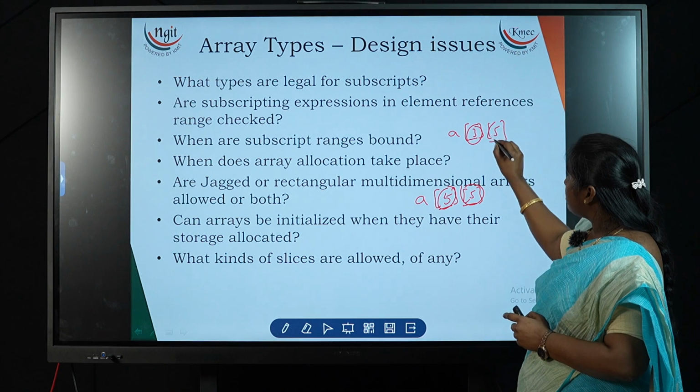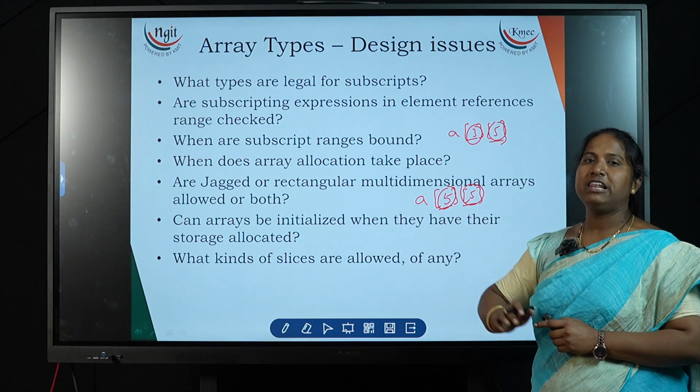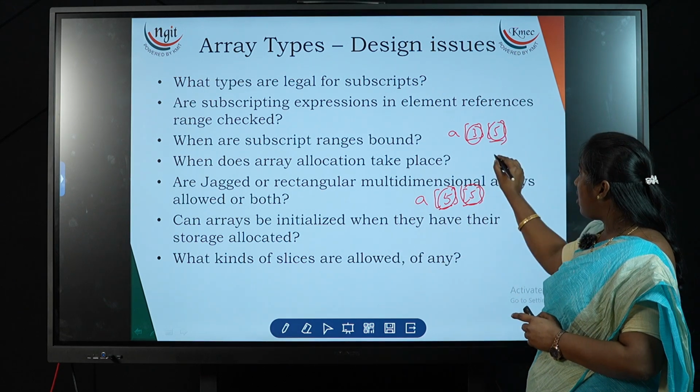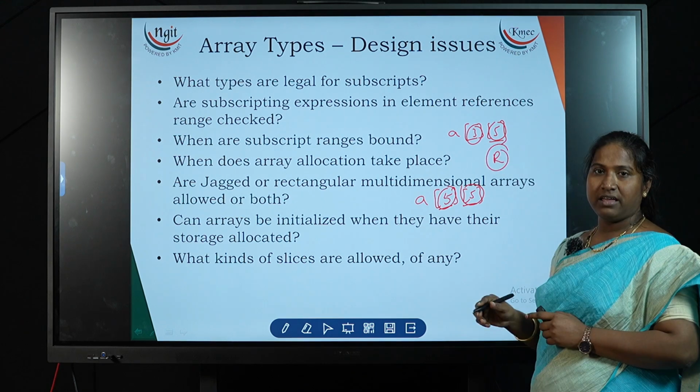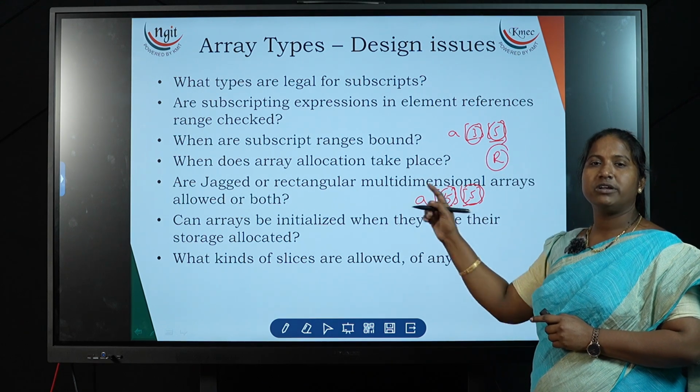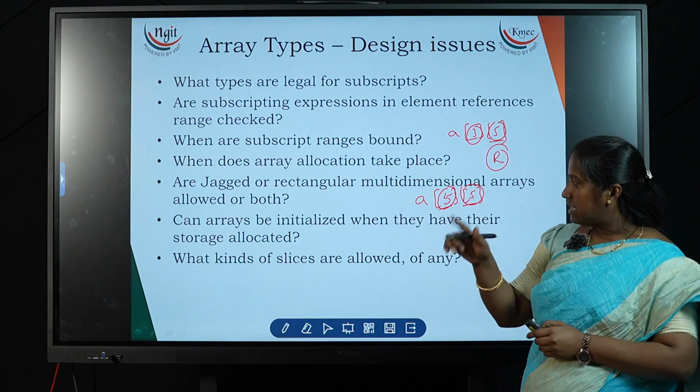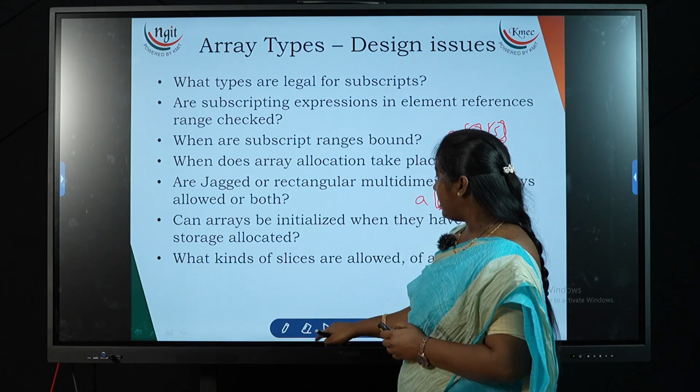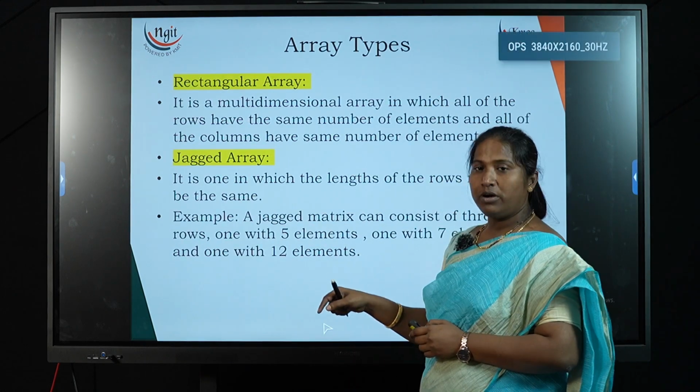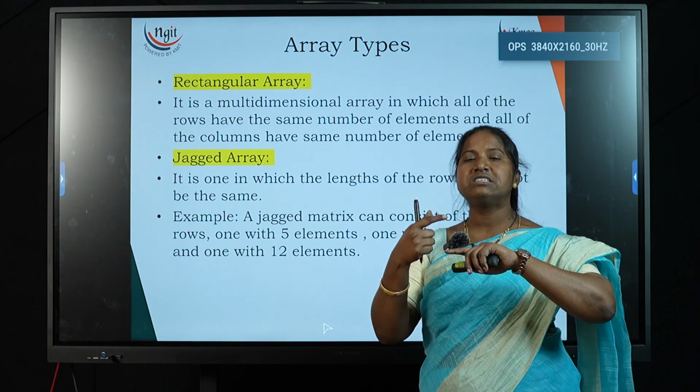All 3 rows and 5 columns will have elements. This is what is called a rectangular array, and these are the arrays supported in C-based languages. There is another concept, the jagged array. So what is a jagged array? You will find a difference in the elements.